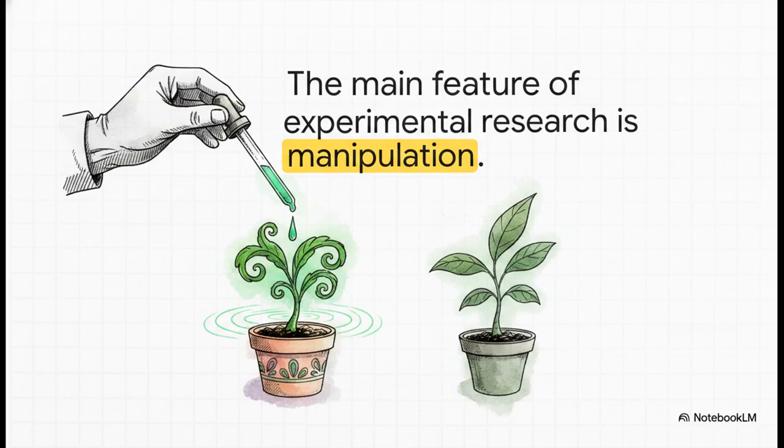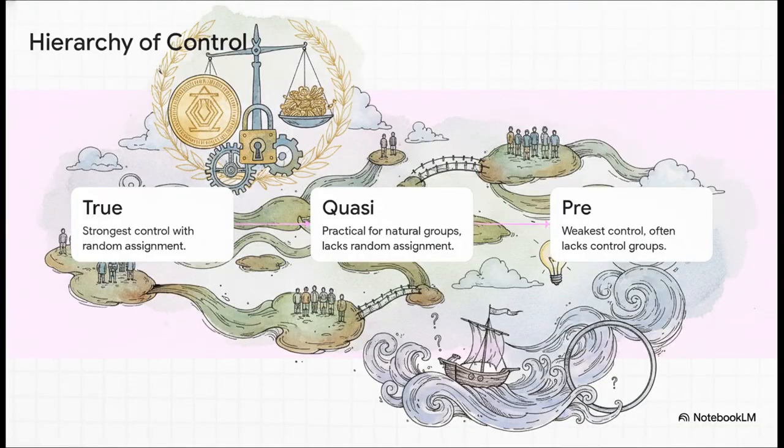You aren't just quietly watching a plant grow in a forest. No, you are actively giving one plant a brand new experimental fertilizer, and you are deliberately withholding it from another plant just to see what happens. You are forcing a condition to observe an outcome. But we have to realize that not all experiments are created equal, right? Let's look at how this builds a hierarchy of control.